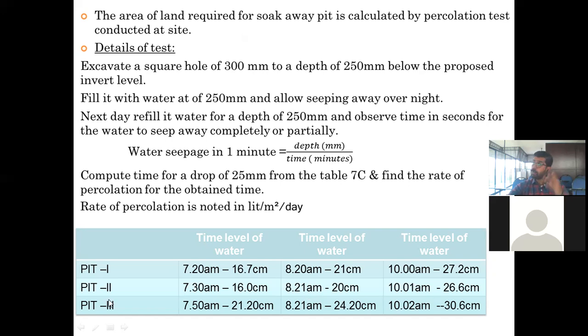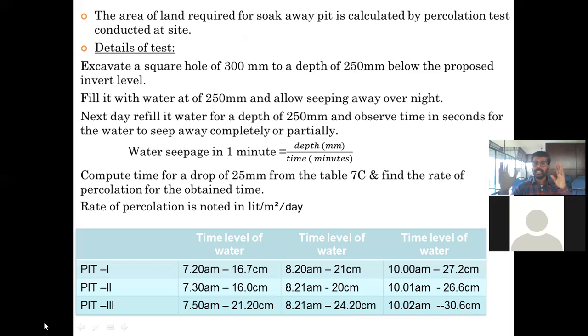The same way you go to pit 2 at 7:30 a.m. and you find that it is 16 centimeter. At 8:21, you see it is 20 centimeter. At 10 o'clock, you see it is 26.6 centimeter. The same way, pit 3, at 7:50, you found that it is 21.2 centimeter. At 8:21, you see it is 24.2 centimeter. At 10:02 a.m., you found that the depth is 30.6 centimeter.